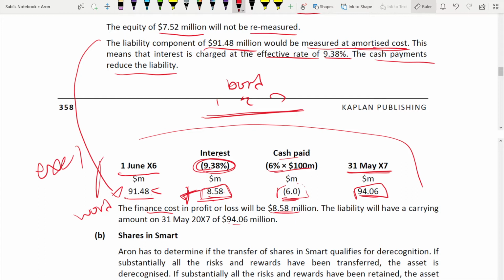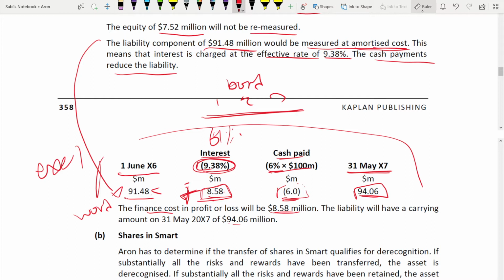Why can you not use 6% here for this interest? Because here it is measured at amortized cost. Amortized cost means you have to take the effective interest rate. Here you cannot take 6% any longer. You have to take 9.38% as interest. Yes, for cash paid, you are paying the interest on 100, for that, 6%, yes. You need a little bit of practice in this area to understand these things very quickly: which interest to take, which to discount, because most of the time students get confused. They might take 6% on that, or they might take 9.38% for the cash paid. So these mistakes you should avoid.